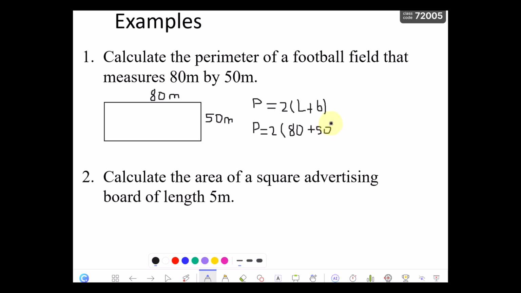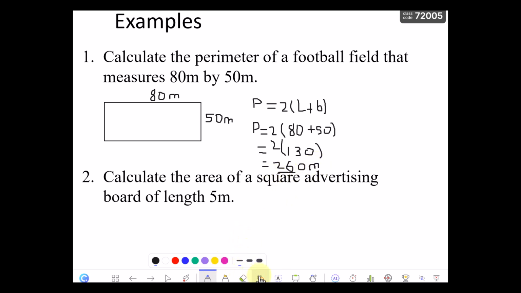And when you add 80 to 50 now, what will it give us? This will give us 130. By the time you multiply 2 by 130, this will give us 260. So the answer to this first example is 260. And remember the unit is meter, so you put meter as your unit of perimeter. So this is question number one.